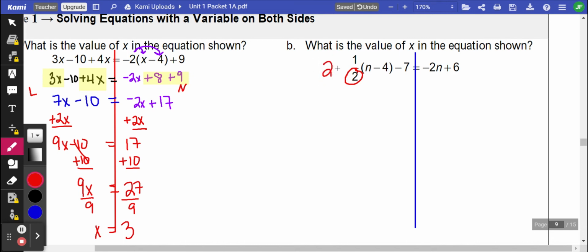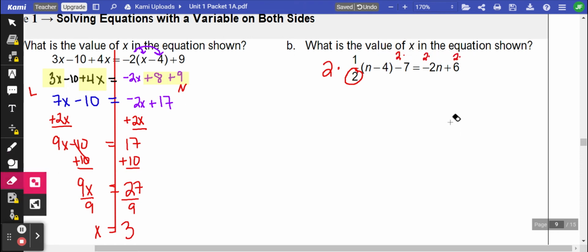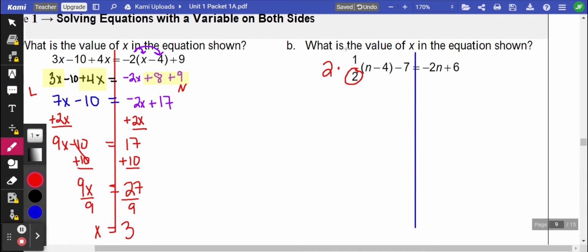So if I do 2 times this whole part, and then 2 times this, and 2 times this, and 2 times this, I'm allowed to do that. It's kind of like distributing, and I'm going to show this a different way. Okay, so we're going to go ahead and put parentheses around this because we're really multiplying 2 times everything. So for the first term, 2 times 1/2 actually cancels to give me 1, or just n minus 4, or 1n minus 4 if you want to put that there. And this is one whole term because there's not an addition or subtraction sign outside the parentheses.